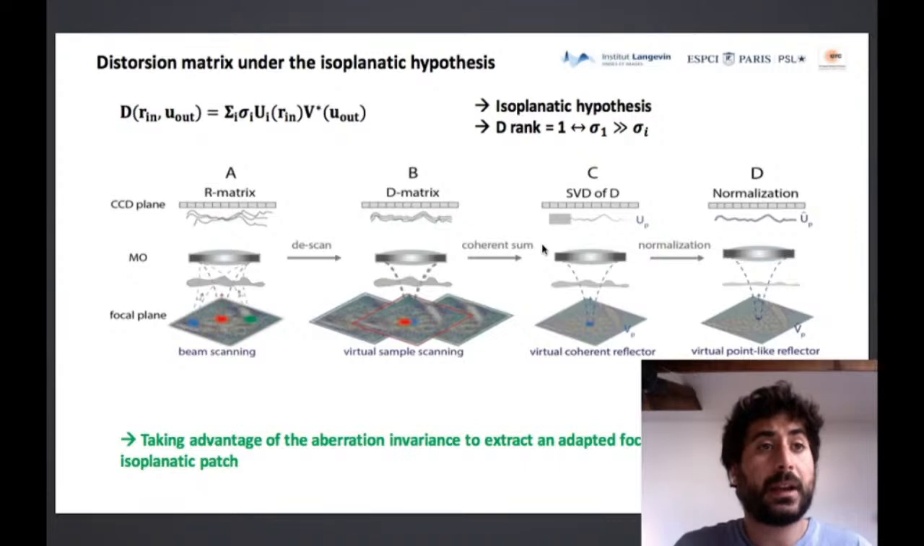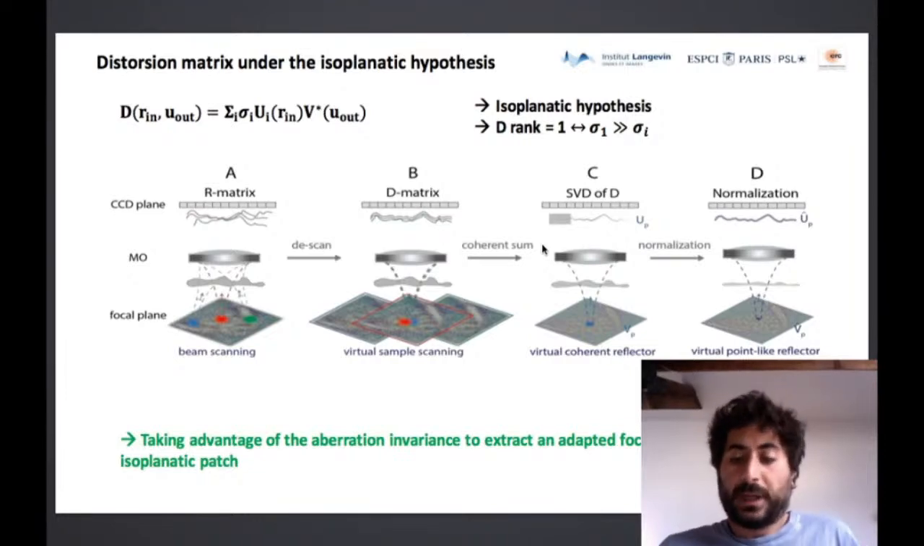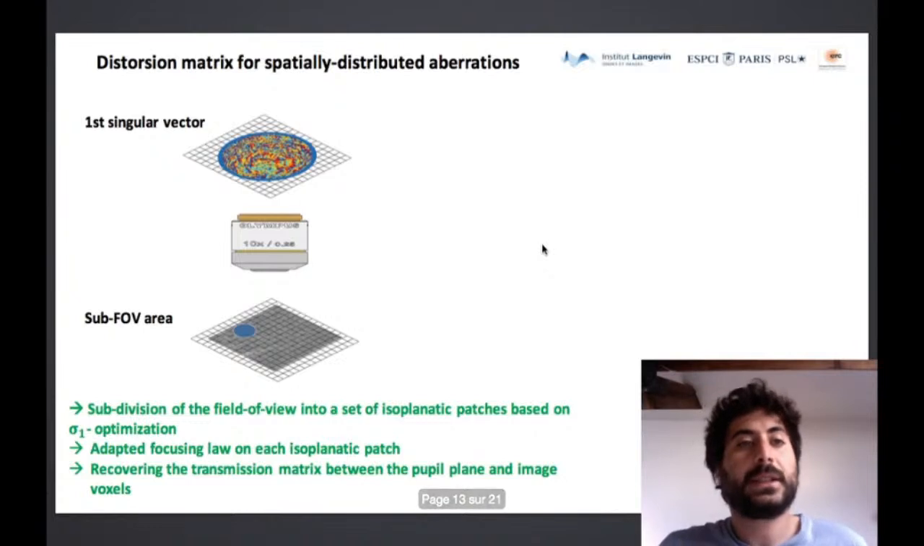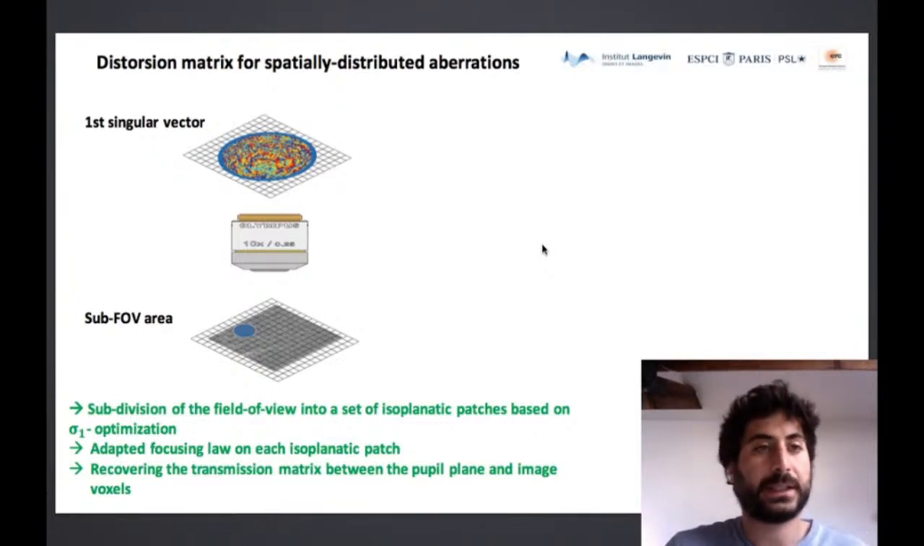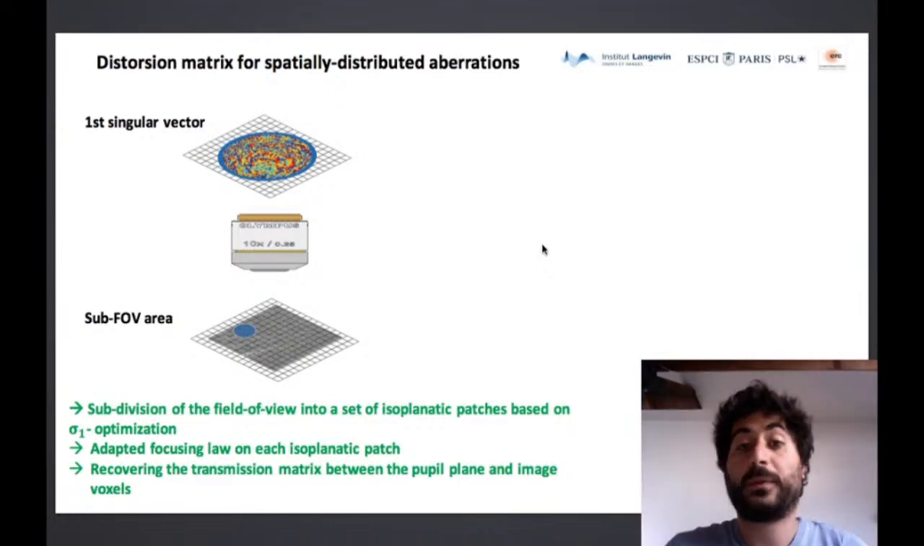So the first singular vector of the SVD corresponds exactly to this aberration focusing law. And with the SVD, it's as if we have created a virtual reflector inside the medium that has seen the aberration. But in reality, the brain is not isoplanatic. So the idea is to subdivide the field of view into a set of isoplanatic patches based on the optimization of the first singular value of the decomposition.